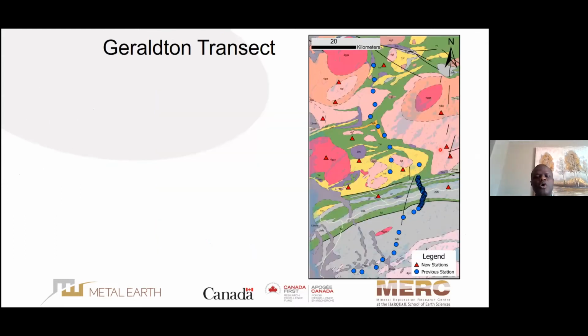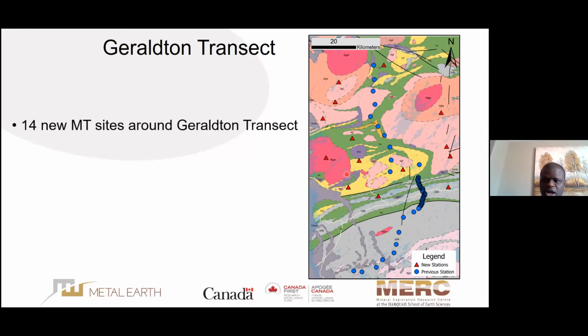So going to Geraldton, the blue dots indicate the existing MT data from this region. And the triangles are the newly acquired data. So the data were acquired simply to provide 3D control for the result produced by the previous data set. So why did we need to do that?